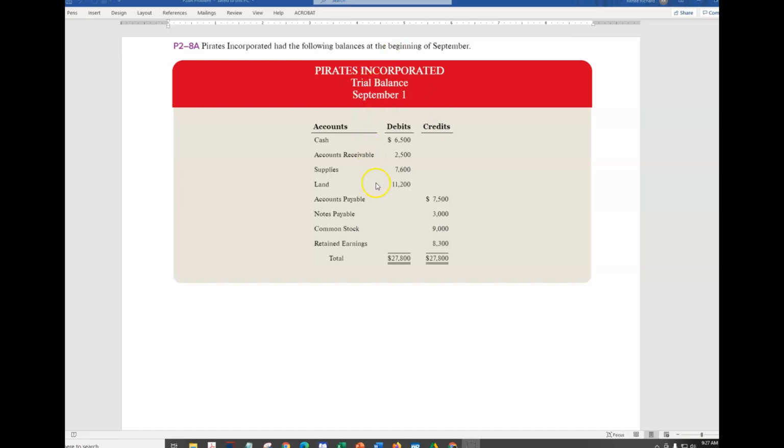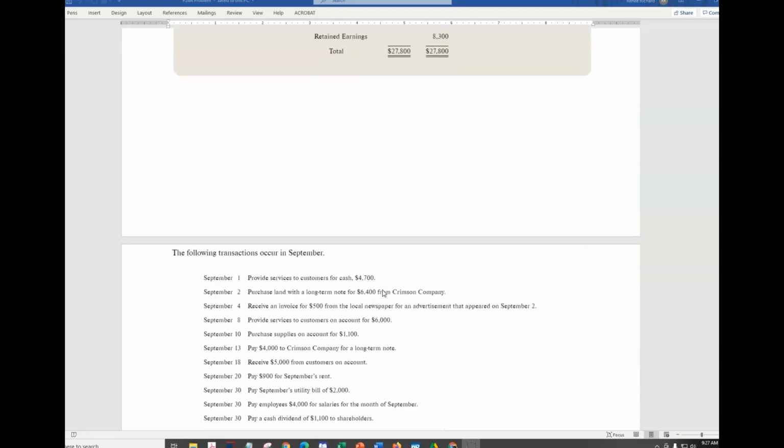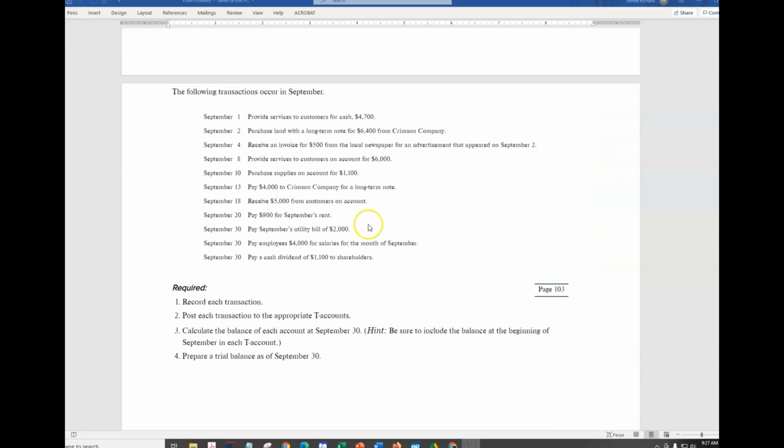And this is an important concept because if you started with some amounts in your account, you want to go ahead and put those in there before you make the current month transactions. And we'll do that in a second. And then it tells us they have these transactions during September. So they've listed a number of transactions in September.